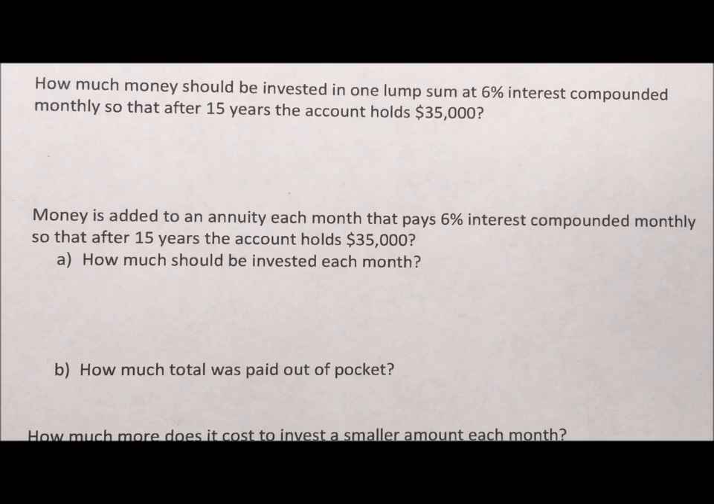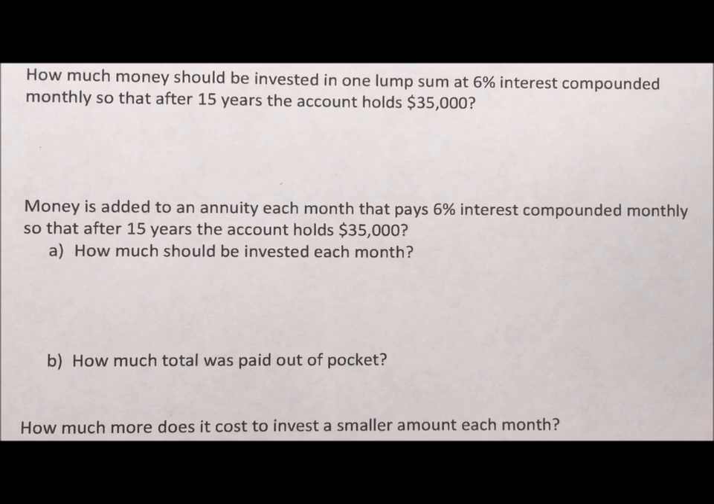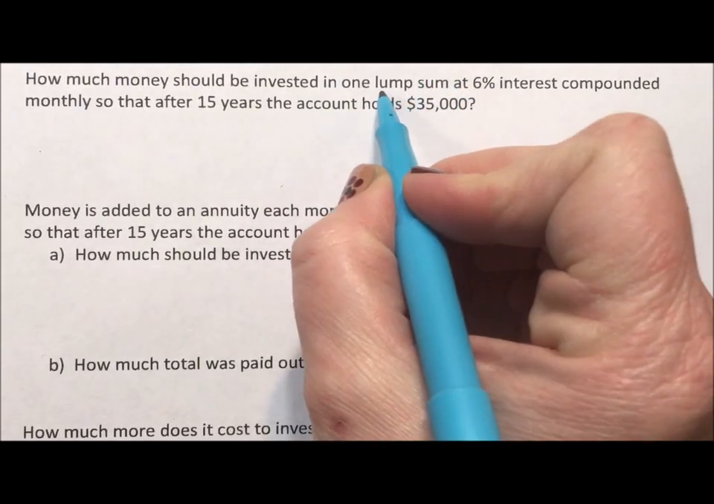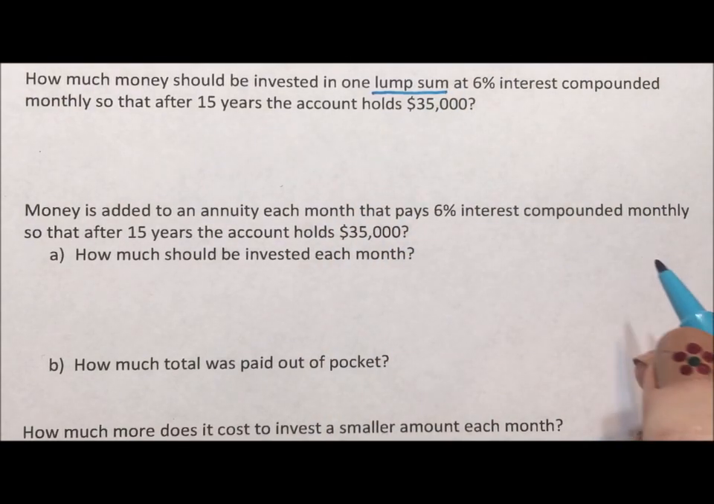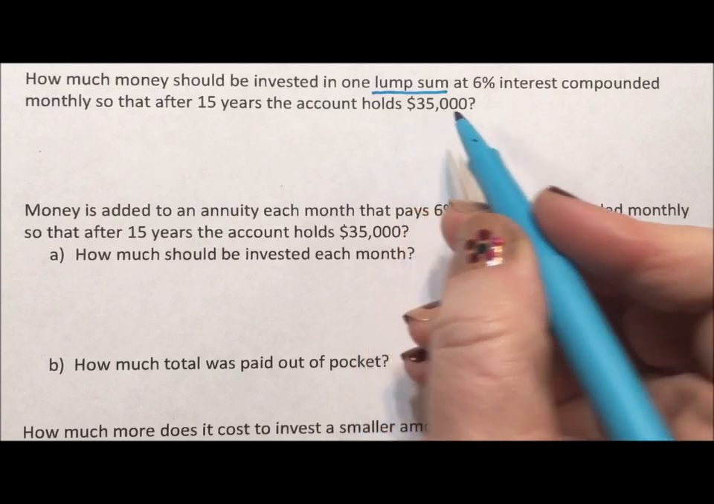Today I'm doing a series of videos on finance equations, and I'm mainly focusing on annuities. But this one is going to have a few compound interest formulas popping up because it's kind of fun. So how much money should be invested in one lump sum? That word lump sum tells you that it's compound interest, not an annuity. At 6% interest, compounded monthly, so that after 15 years, the account holds $35,000.